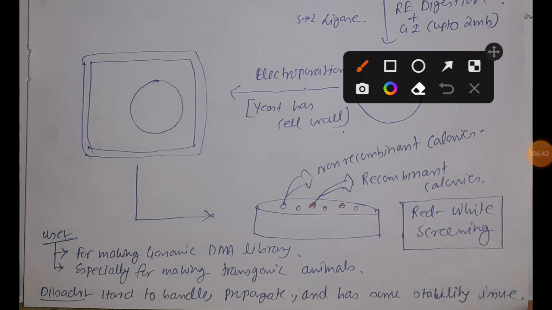We can use YAC for making a genomic DNA library, and we can also use YAC for making transgenic animals. And what are the disadvantages of YAC?